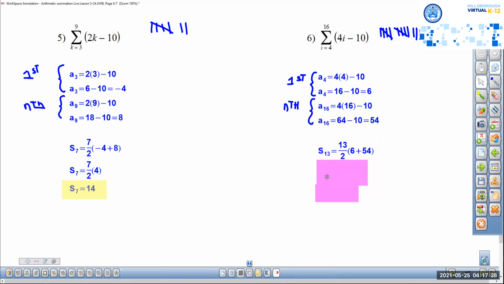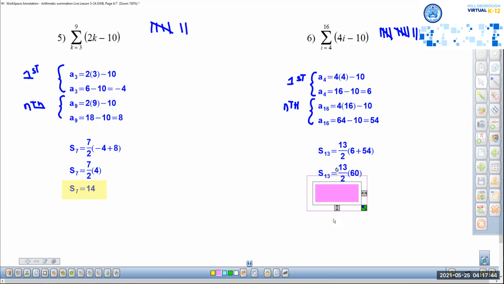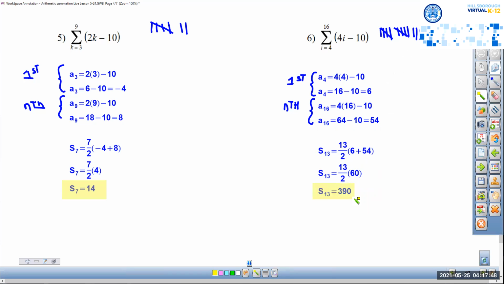So we're finding S sub 13. Our first term is 6. Our last term is 54. 6 plus 54 is 60. You can do 60 divided by 2 and then times 13, or you can do 13 times 60 divided by 2. It doesn't matter. 390 is your answer. So that is the sum of the 13 numbers.